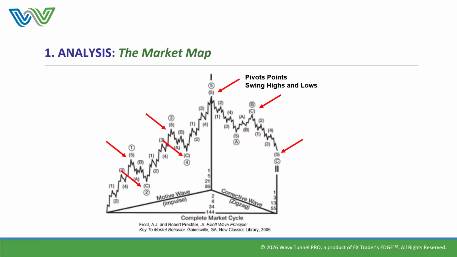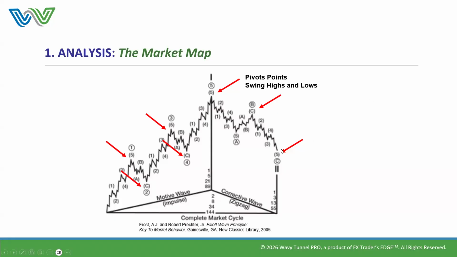And this all shows up in the complete market cycle. I call this the market map, and that's what the Wavy Tunnel Pro is based on. So this is the classic Elliott Wave market cycle where we have 5 waves up and 3 waves down. So this is the impulse move, and this is the correction. And I call this the market map because it helps us visualize where we are in the broader cycle.